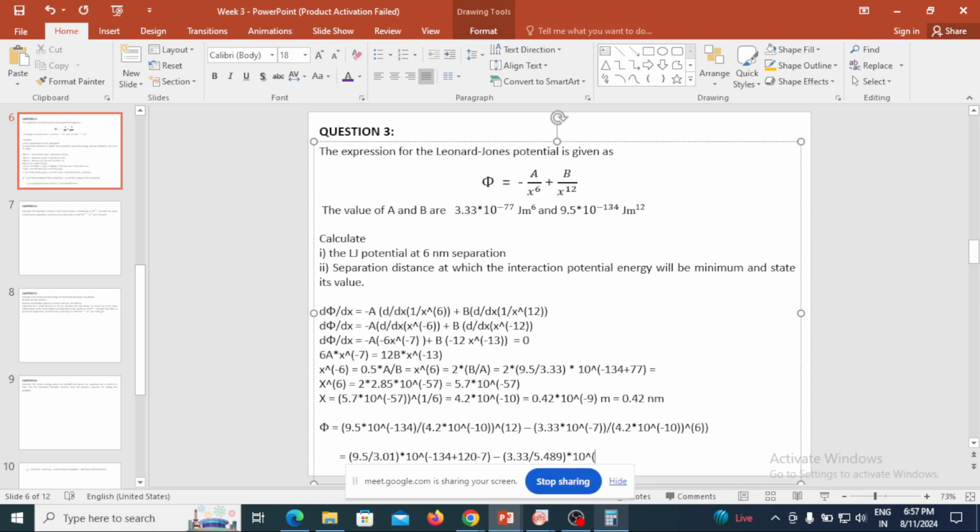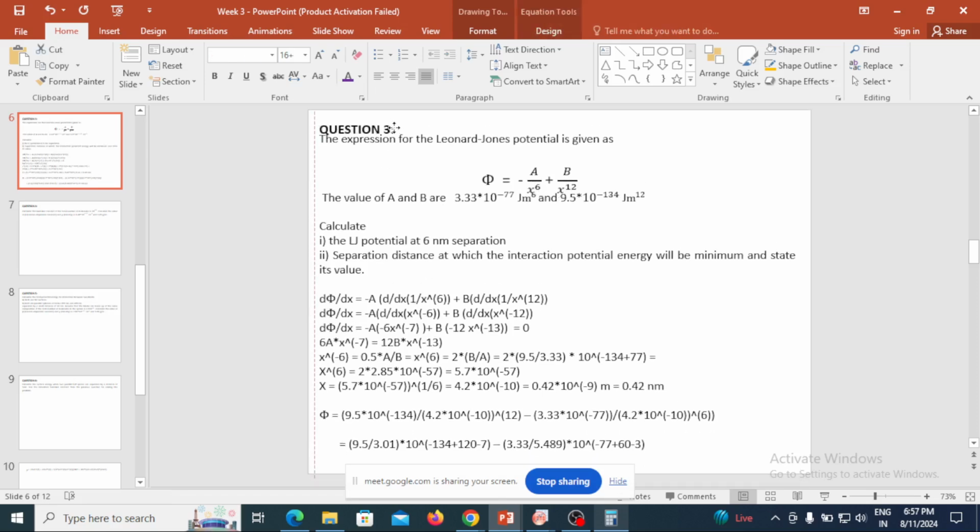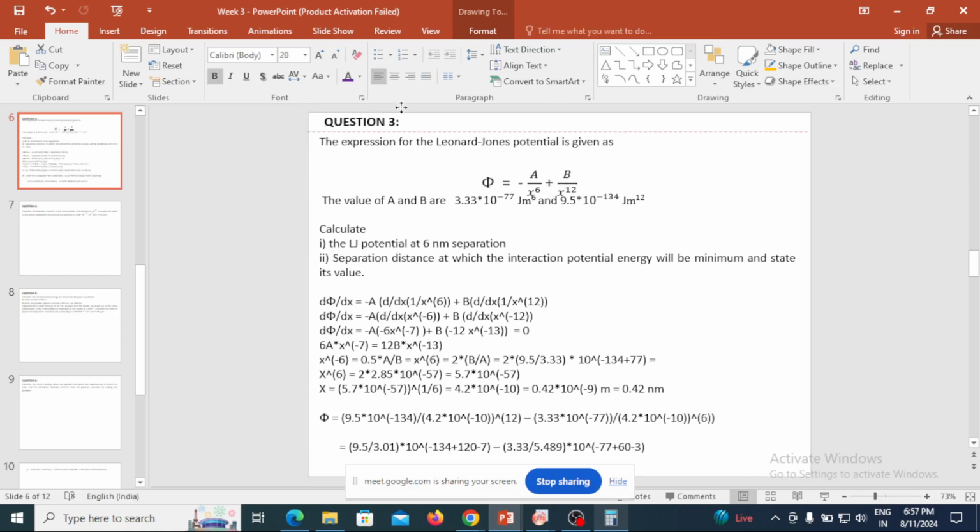So here you have minus 77. So minus 77 plus 60, because 10 power minus 10 whole power 6 will be 10 power minus 60. If you take it to the numerator it will be plus 60, and then the rest will be minus 3. So let me take this a bit beyond.